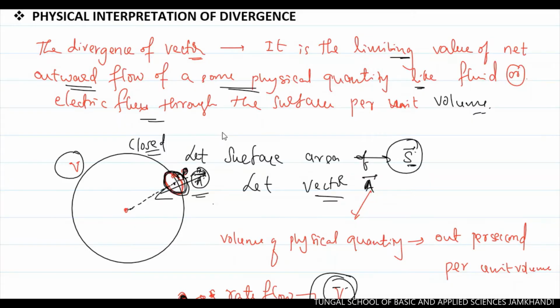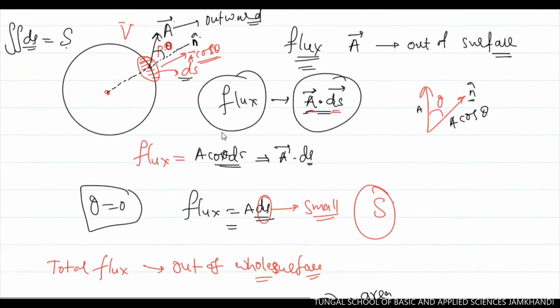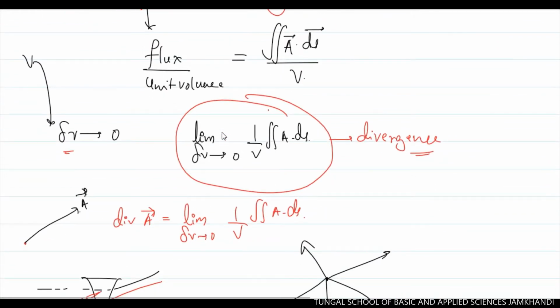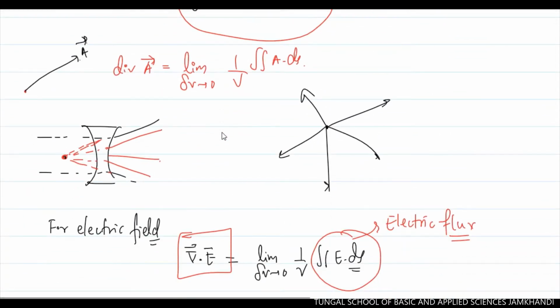Hello all, welcome back. So last class we discussed the physical interpretation of divergence. What exactly the divergence is, then we defined the divergence, then we went to the physical interpretation of that. Then we got a result that the divergence of any vector is nothing but the flux per unit volume if that volume is very small.